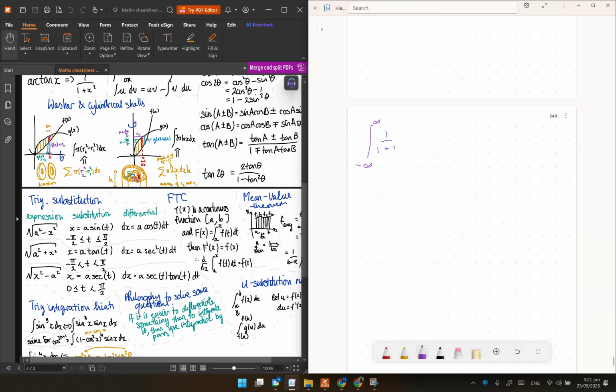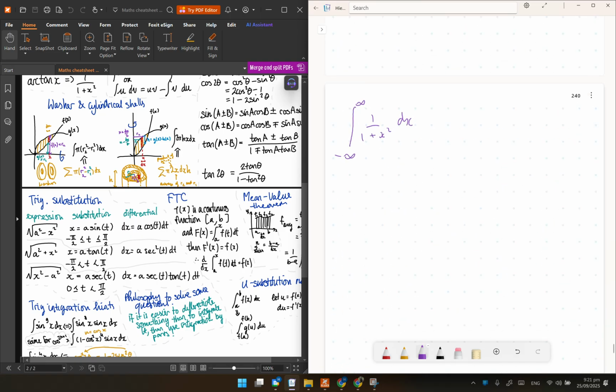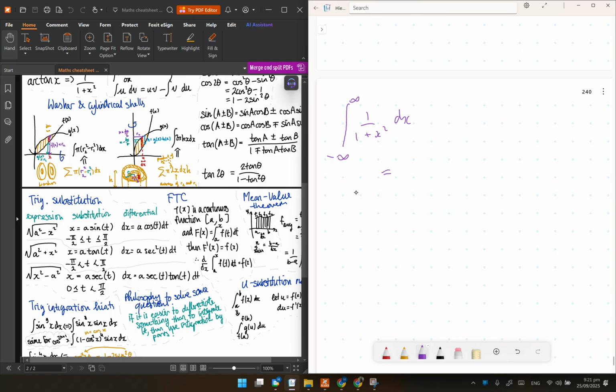Of 1 over 1 plus x squared dx. Okay, so we have to split this into two things. We split this into first the integral from negative infinity to, let's just say 0 for our own sake, plus from 0 to infinity. You see how minus infinity to 0 and 0 to infinity add up to make minus infinity to infinity, right?